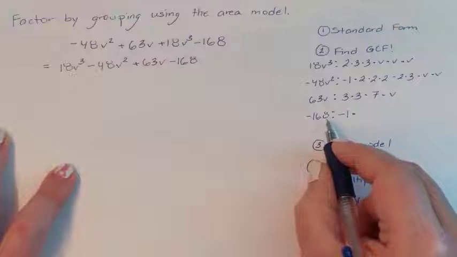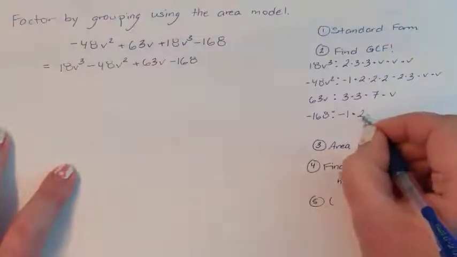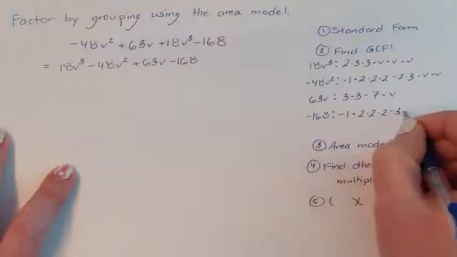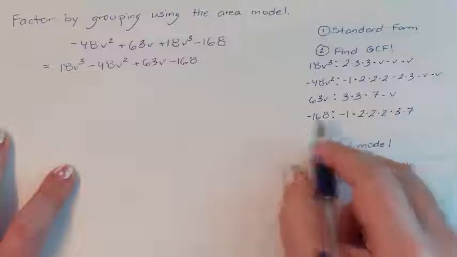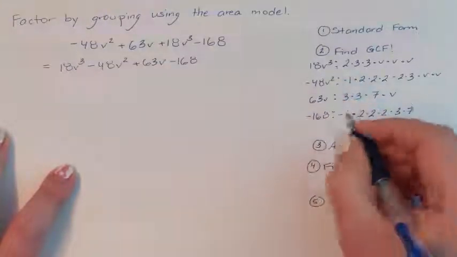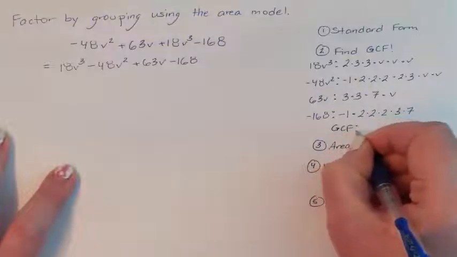168 is the one I would have had to do my prime factorization tree on. If you did the prime tree, you would have found 2 times 2 times 2, which is 8, times 3 times 7. So 8 times 21 would have given you this, and then you have to factor it all out. So now that I have all 4 of my lists, I need to do my GCF.